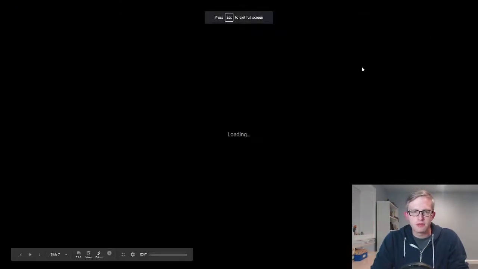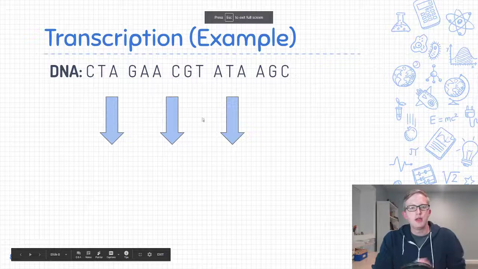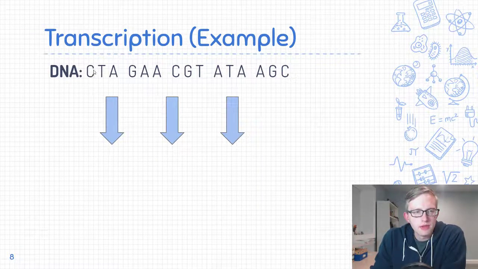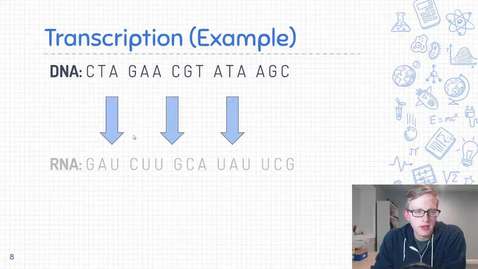Whoops. So here's an example. If we have this DNA molecule, CTAGAACGTATAAGC, and we're going to turn that into RNA, what will happen is this C will match up to a G, T will match up to an A, A would normally match up to T in DNA, but it will be a U because it's RNA.